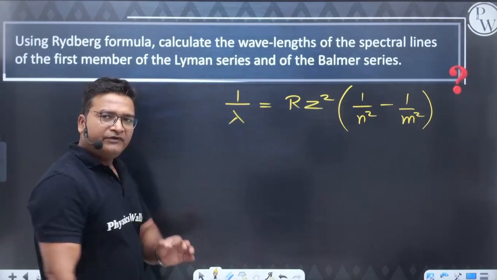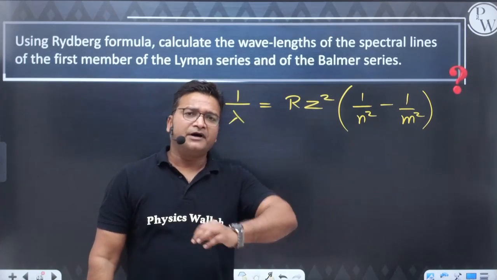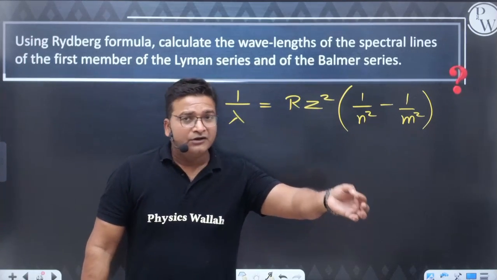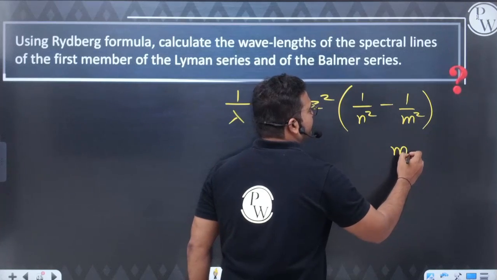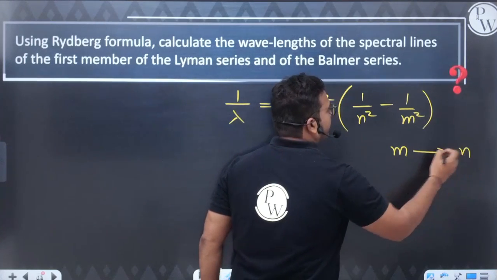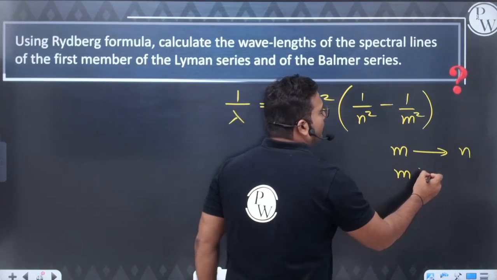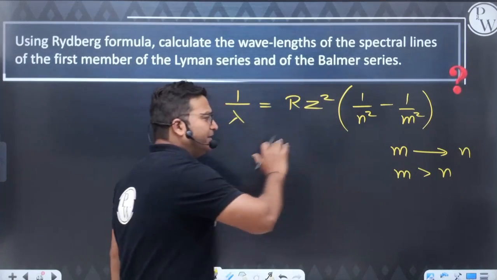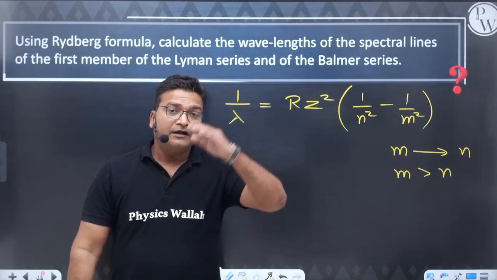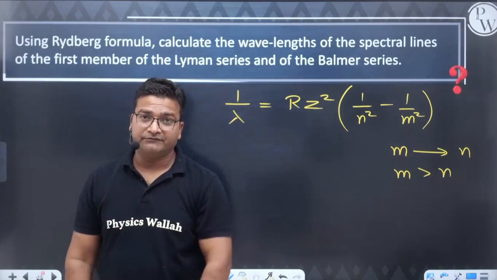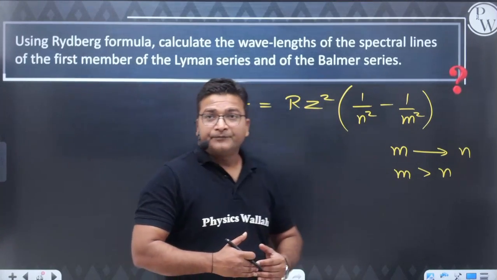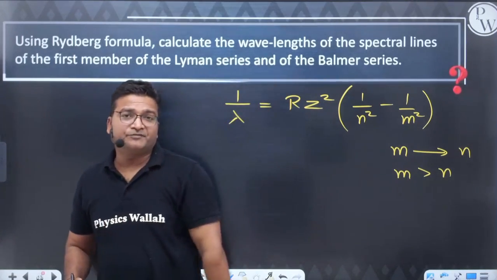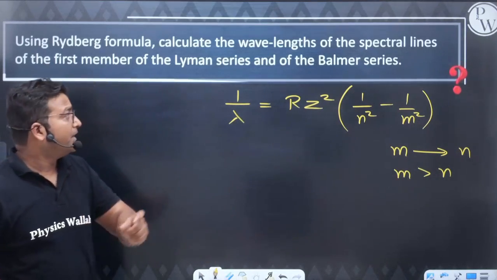Okay. Here we assume the electron jumps from a higher energy level to a lower energy level, and actually as the electron jumps from m to n, and m is more than n, it explains the electron is jumping from a higher energy level to a lower energy level. Now as you know, they are asking you the wavelength of a spectral line of the first line of the Balmer series.